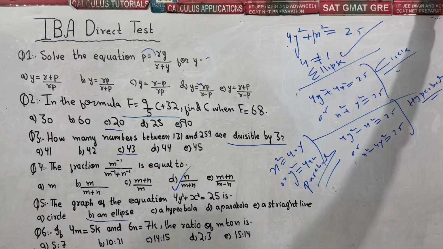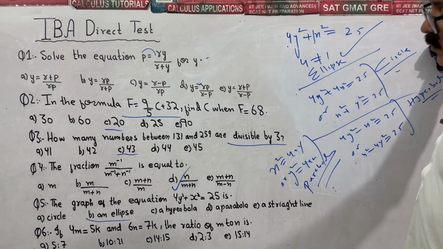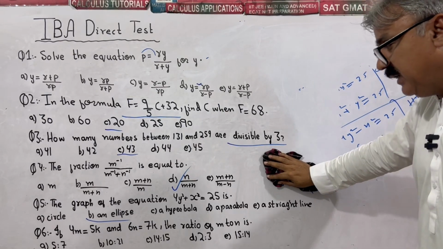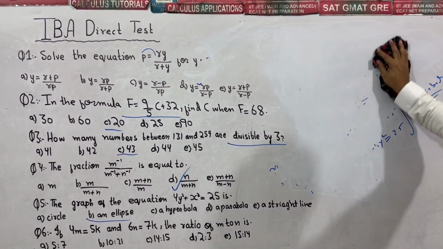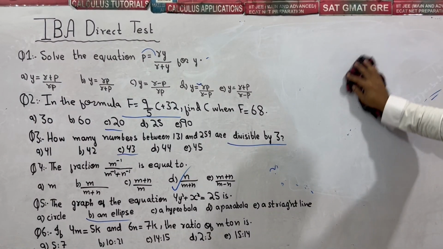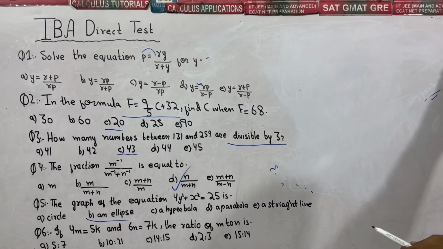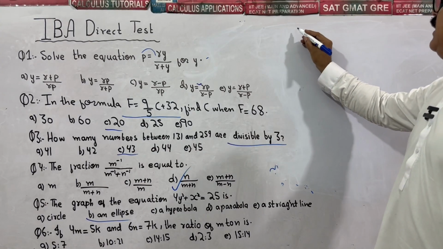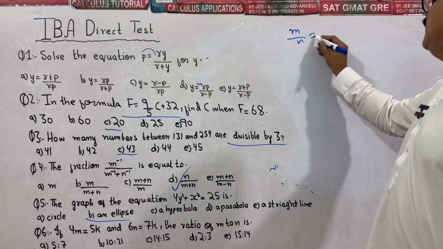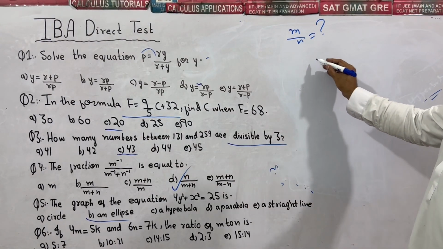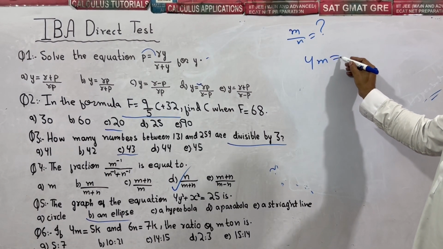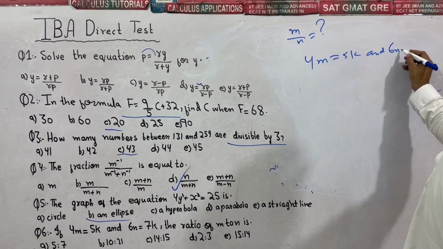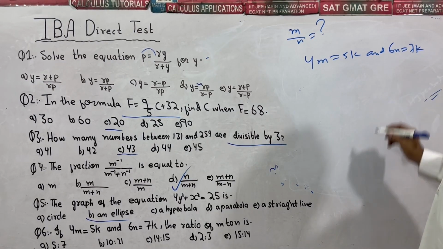Moving towards the final question, we have: if 4 times m is equal to 5 times k, and 6 times n is equal to 7 times k, find the ratio of m to n. What is given to us? 4 times m is equal to 5k, and 6 times n is equal to 7k.